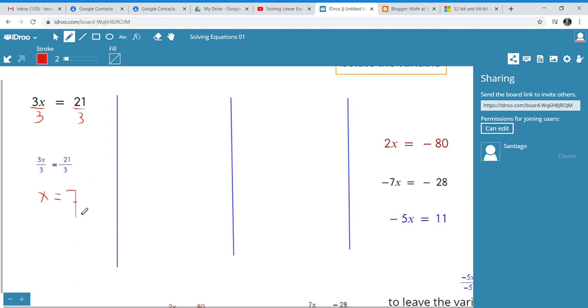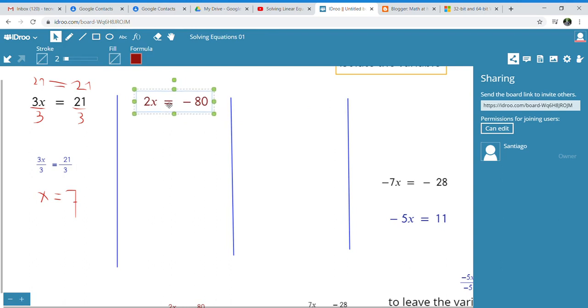What is the solution of an equation? Remember, the solution of an equation is the value of the variable that makes the equality true. So if you come here and multiply 7 by 3, you get 21, which is equal to 21. So it is correct because 7 is the value of the variable that makes this equality true. 21 equals 21. Let's see another example.